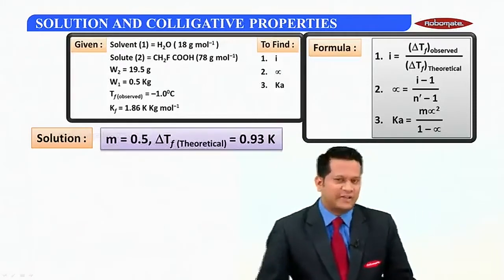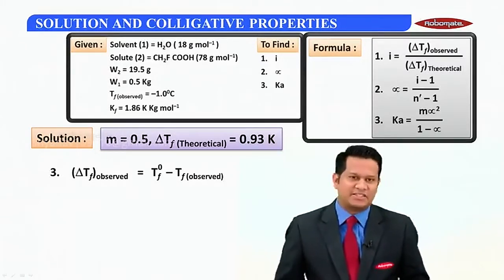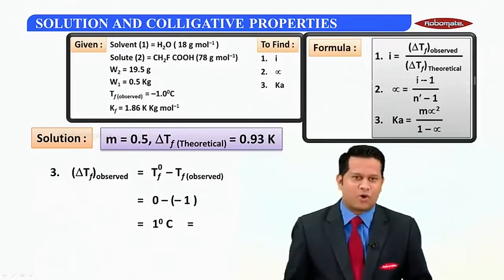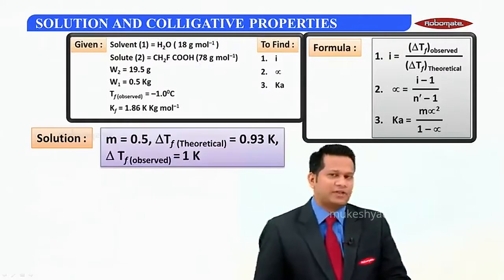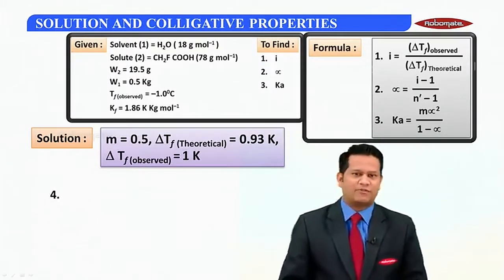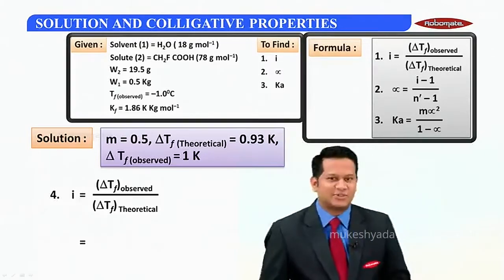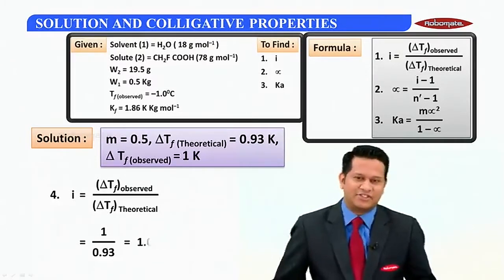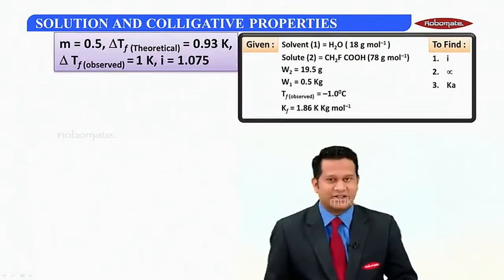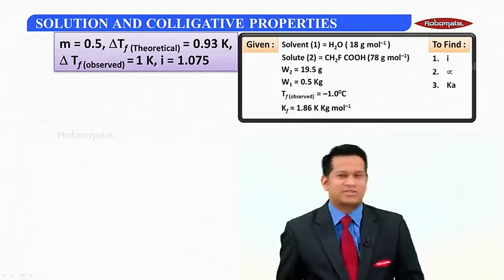Once we know ΔTf theoretical, let us find ΔTf observed, given by the formula T°f minus Tf observed. T°f is 0 minus of -1, that is 1 degree Celsius, or it can be written as 1 Kelvin. So now we know the value of m, ΔTf theoretical, and ΔTf observed, so we can easily calculate the value of i. i is given by the formula ΔTf observed upon ΔTf theoretical, that is 1 upon 0.93, which is equal to 1.075. That's the value of i. That was the first thing which we needed to calculate.